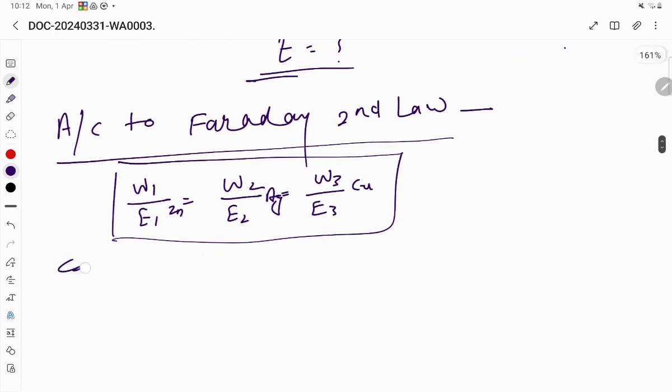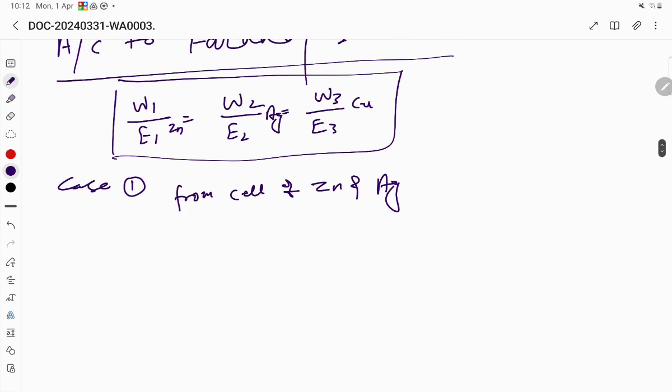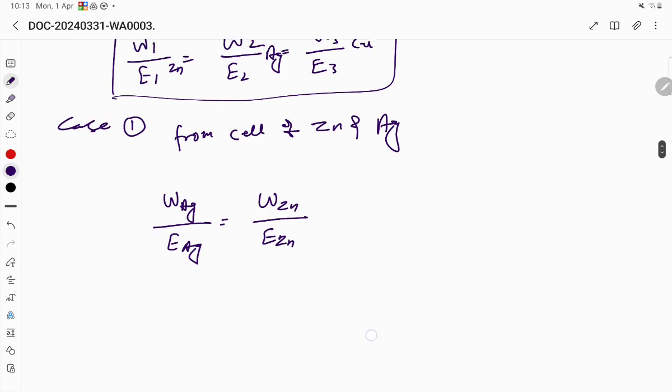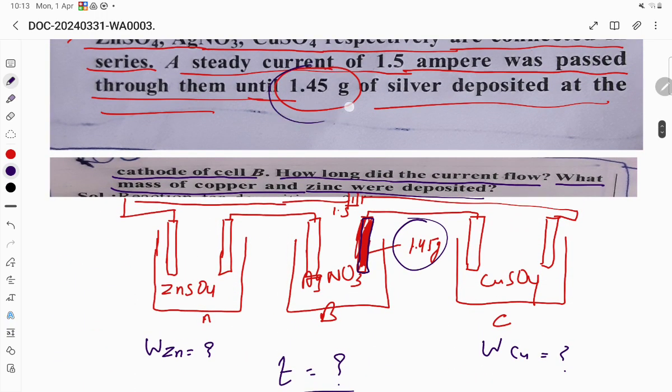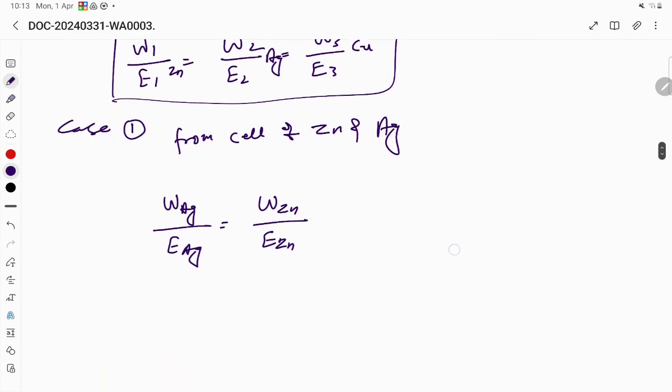So case 1: from the cells of Zn and Ag, we are connecting this one. So what will be there, students? WAg upon EAg is equal to WZn upon EZn. WAg they have given, students: how much silver is deposited, 1.45 gram. This silver is depositing 1.45 gram.